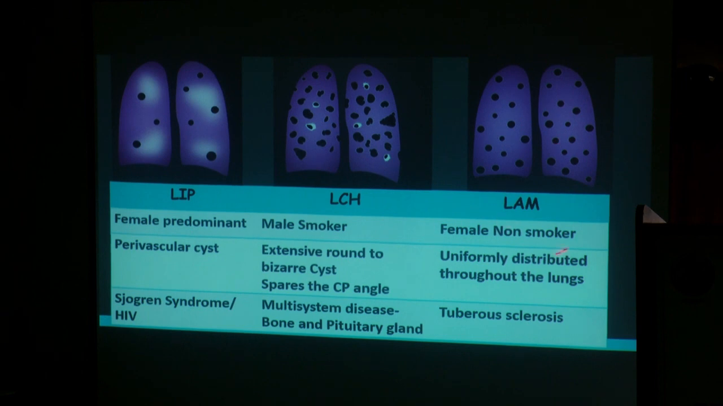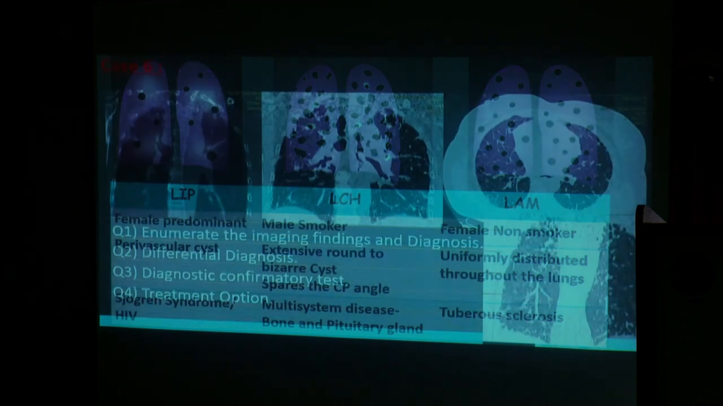Lymphangioleiomyomatosis you see in female and non-smoker patients. The cysts are uniformly distributed. They are round shaped, unlike the bizarre shaped cysts in the LCH. Mostly it can be sporadic. Sometimes it is associated with tuberous sclerosis also. You have to check for the findings of tuberous sclerosis when you see uniform round cysts distributed like this.